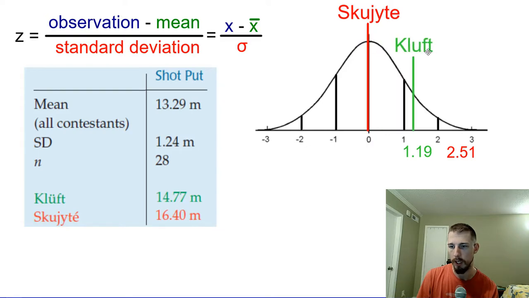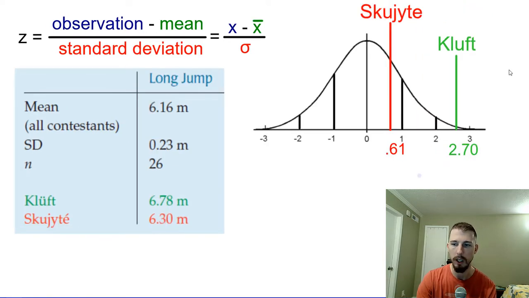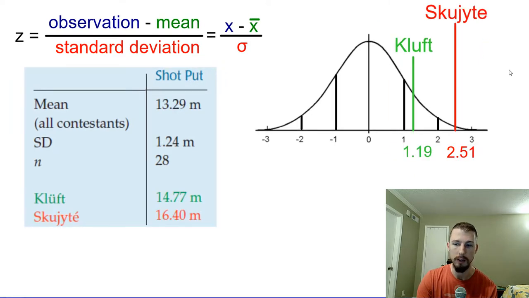Okay, so she had a decent one, kind of typical, but on the higher end. But Sculietti, when we do hers, is about 2.5. So overall, who had the most impressive one? Well, that would actually be Kluft's long jump score, because it was 2.7 standard deviations above the mean, or a z-score of 2.7, whereas Sculietti's shot put throw was only 2.5 standard deviations above the mean.